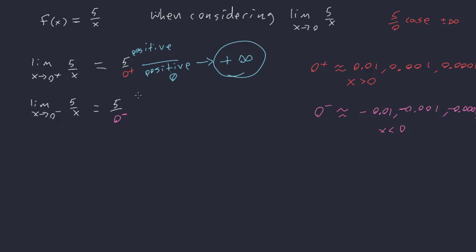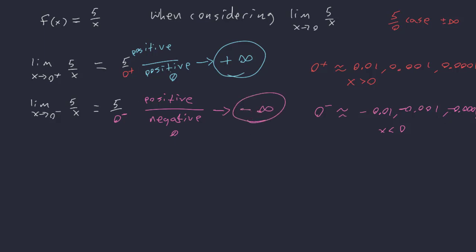Okay, so now we have, well, the top is positive. The top is always going to remain the same in these cases. The top is positive, but now the bottom is negative. You can think of this as a negative 0, right? Because everything we're plugging in is really close to 0, but on the negative side. So a positive over a negative is a negative.